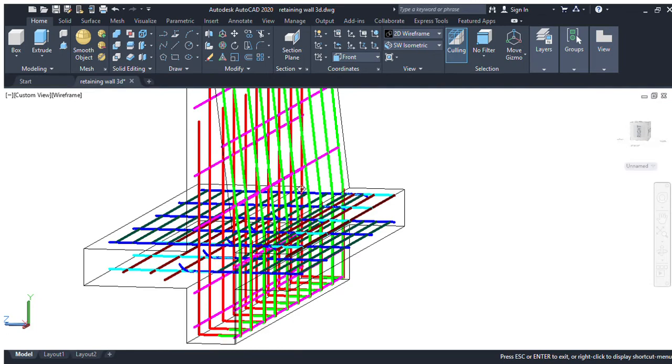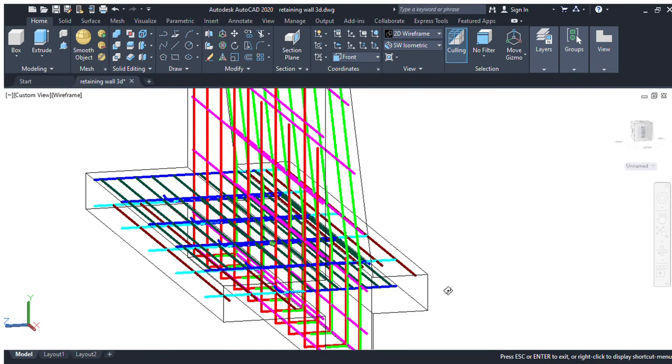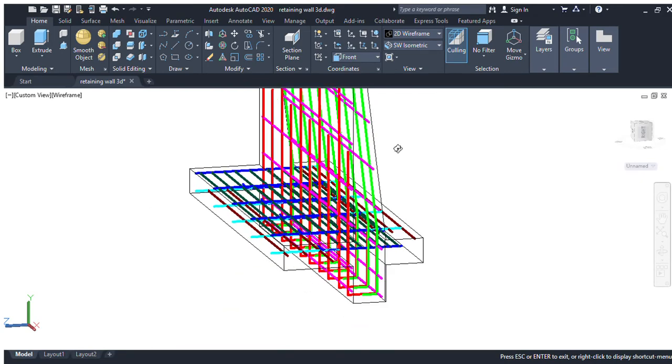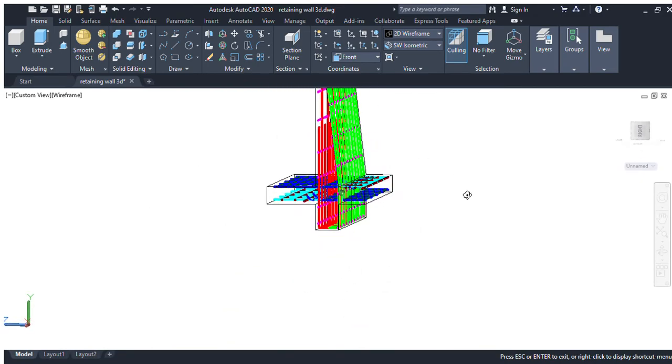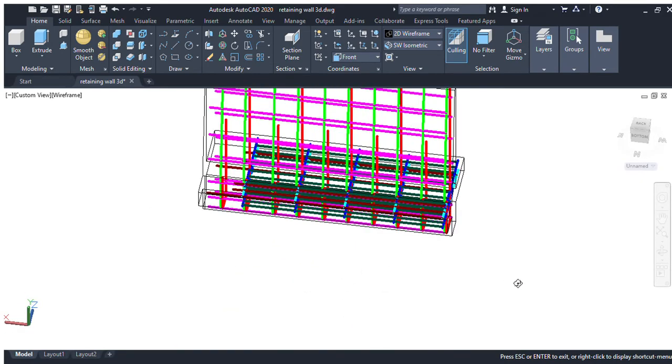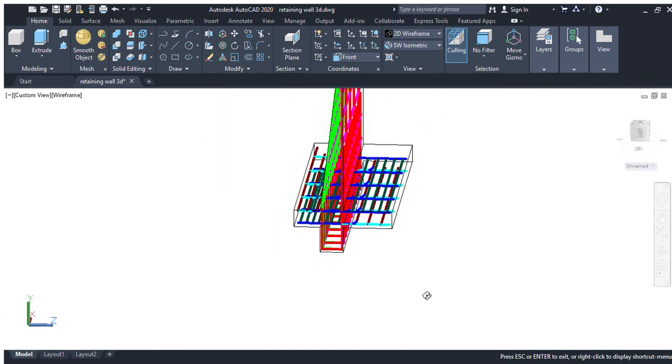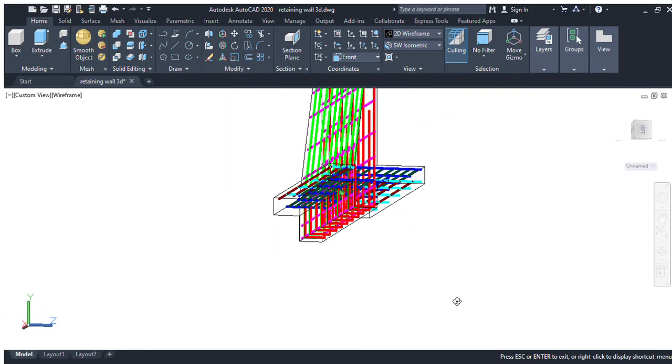This is also distribution bars provided in both the directions. Finally, we complete the 3D modeling of the cantilever retaining wall. Thank you.